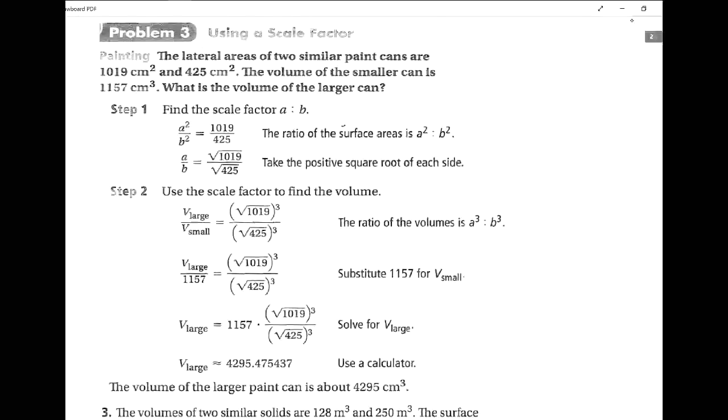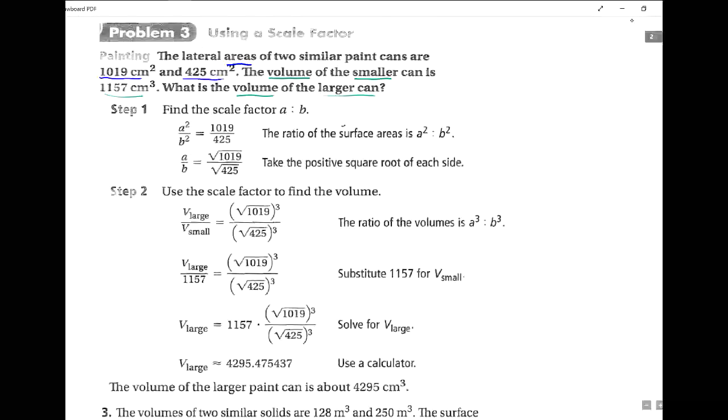Oh, we're painting. The lateral areas, okay, that's an important word right there. Lateral areas of two similar paint cans are given. So we know we have lateral area. And the volume of the smaller can is given. We want the volume of the larger can.